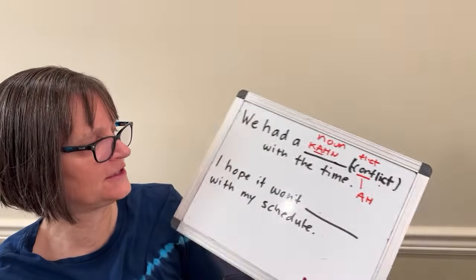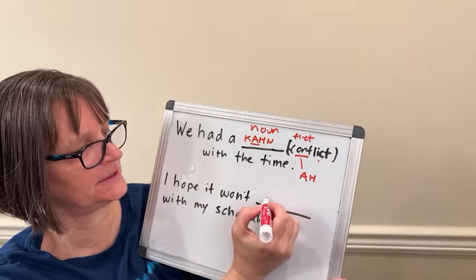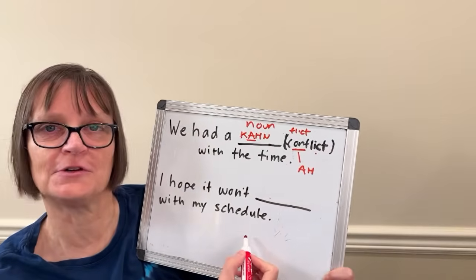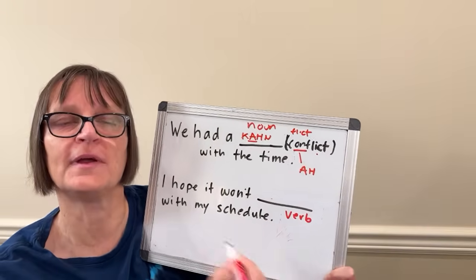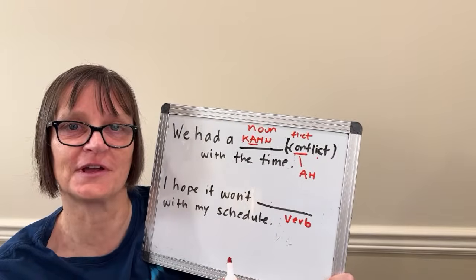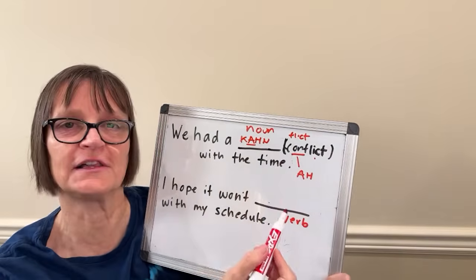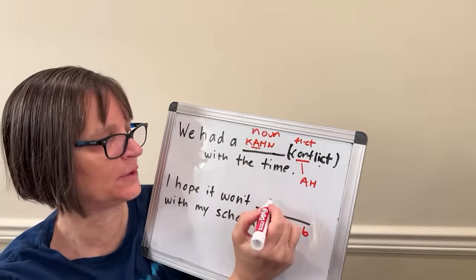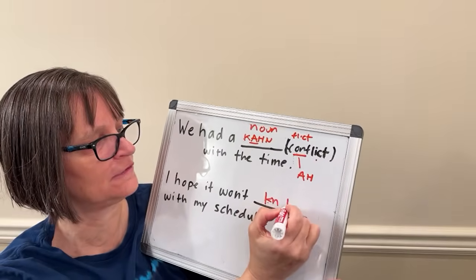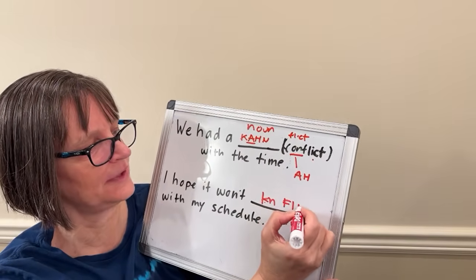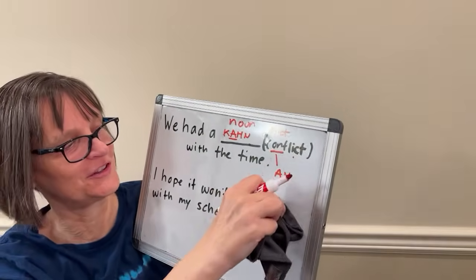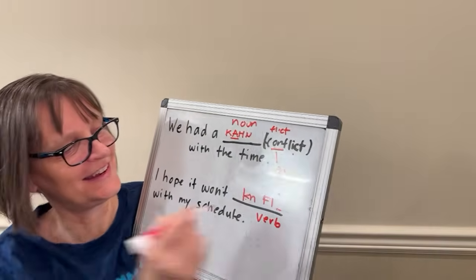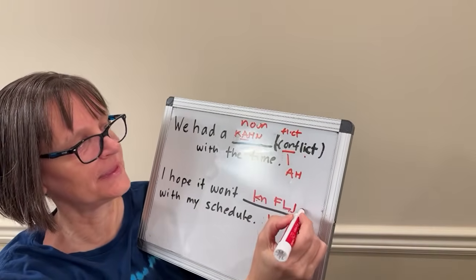Now let's try this one. I hope it won't ___ with my schedule. So now we're using this word as a verb, and we're going to have second syllable stress. So we're no longer going to have a clear vowel, conflict. We're going to change to conflict. And so you can see that, let's see if I can spell it correctly. I need an L here, conflict.